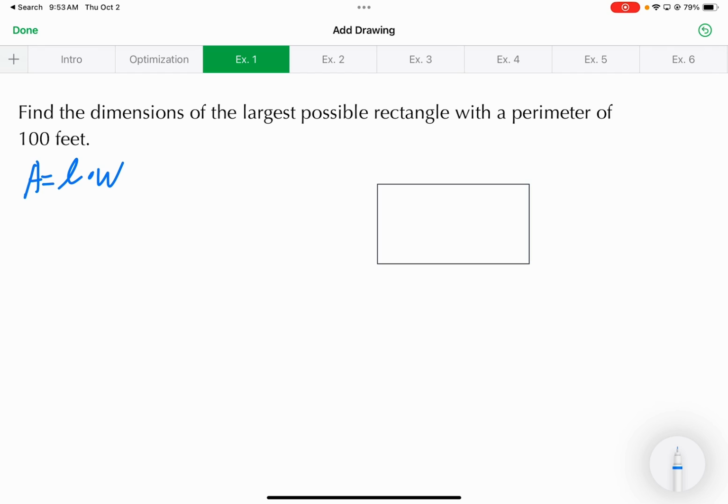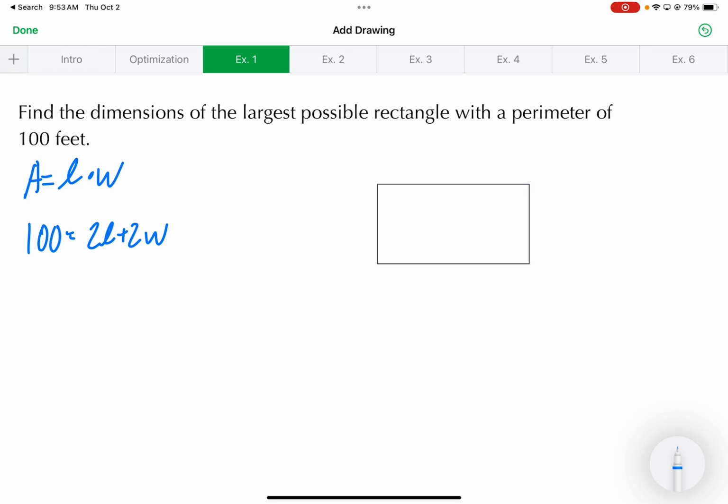Cool. All right. What other equation am I going to use in this problem? Perimeter, because they give me what perimeter is, right? Okay, so let's use that. My perimeter is 100 equals what? Very good. Okay. So if we look at the situation we have here, my area is length times width. That's the one I want to take the derivative of. I want to maximize it in this case.